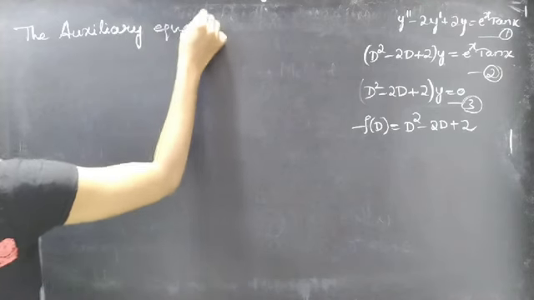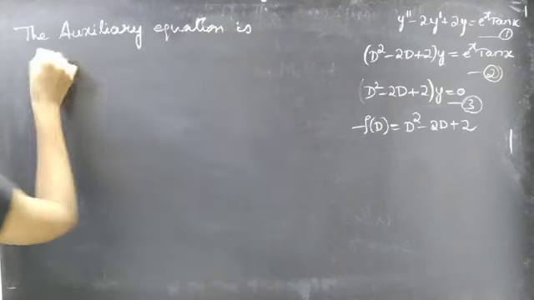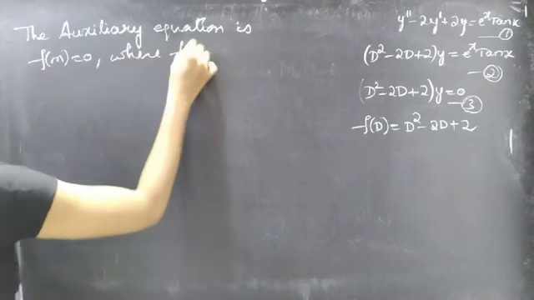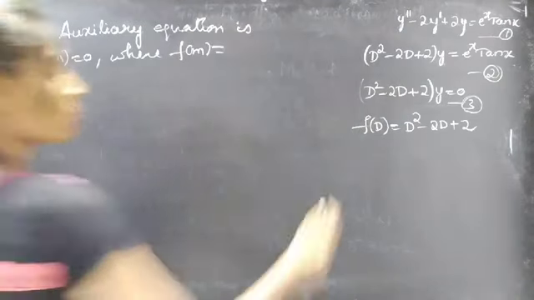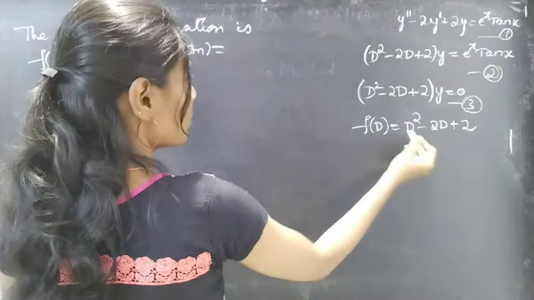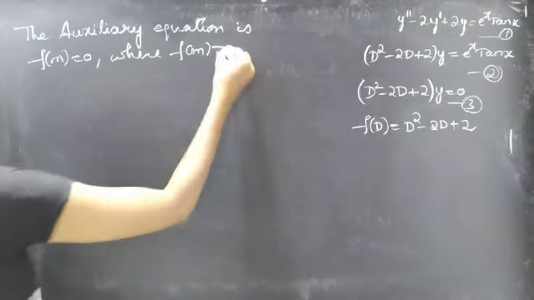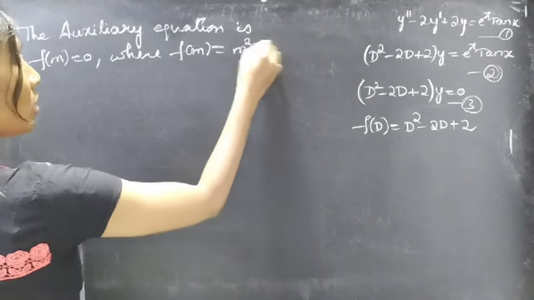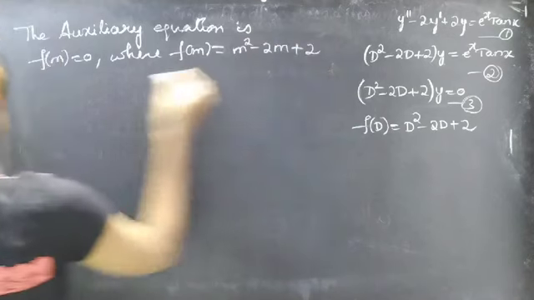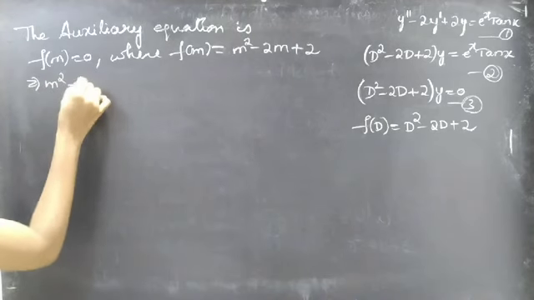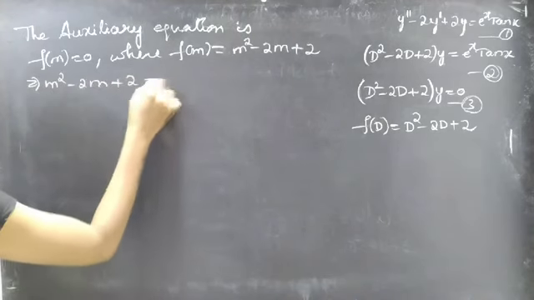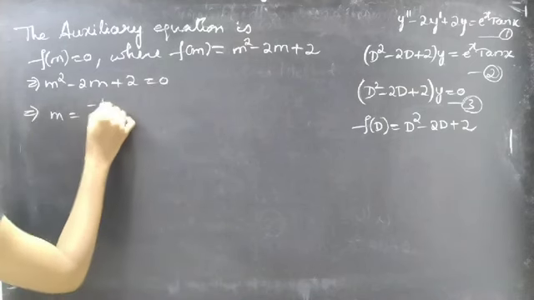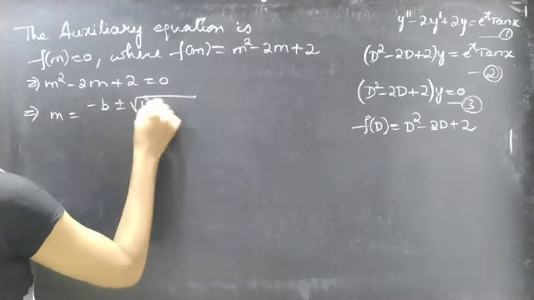The auxiliary equation is f of m equal to 0, where f of D is D square minus 2D plus 2, right? Let's replace the differential operator D by m, so that we'll get f of m equals m square minus 2m plus 2. Then the auxiliary equation becomes m square minus 2m plus 2 equals 0. Now we need to find roots of this equation, so here we are going to apply the quadratic formula: minus b plus or minus square root of b square minus 4ac by 2a.